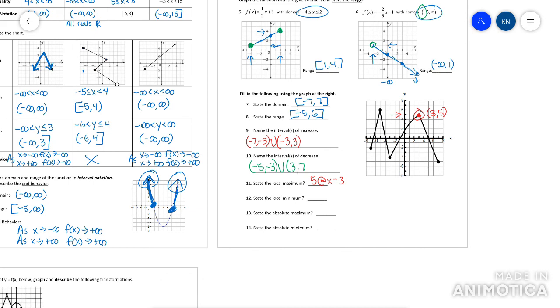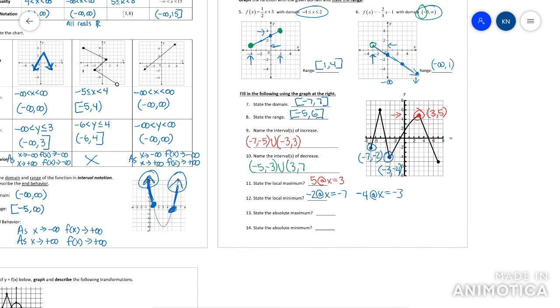The local minimum, there are 2 of them. They are here and here. So if it helps you, go ahead and write those coordinates, negative 7, negative 2, and then this one's at negative 3, negative 4. So I would say the local minimum has a value of negative 2 at an x value of negative 7, and the other one is negative 4 at an x value of negative 3, like that.